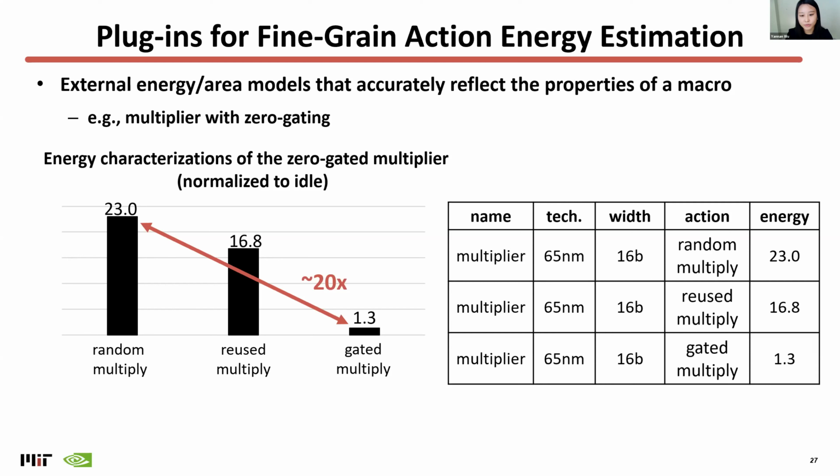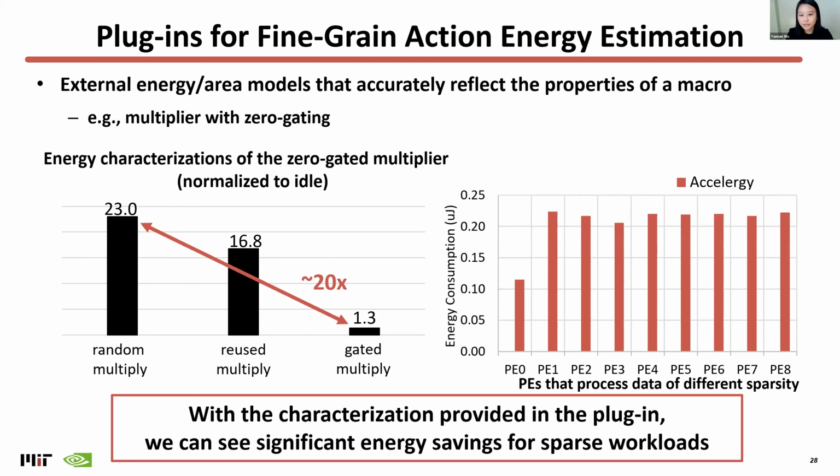And this basically results in a very low energy consumption of the multiplication. So with this final classification of the action types, we can basically have multiple entries for this multiplier with various actions in our energy estimation plugin database. And how does this help us to improve the energy estimation accuracy?